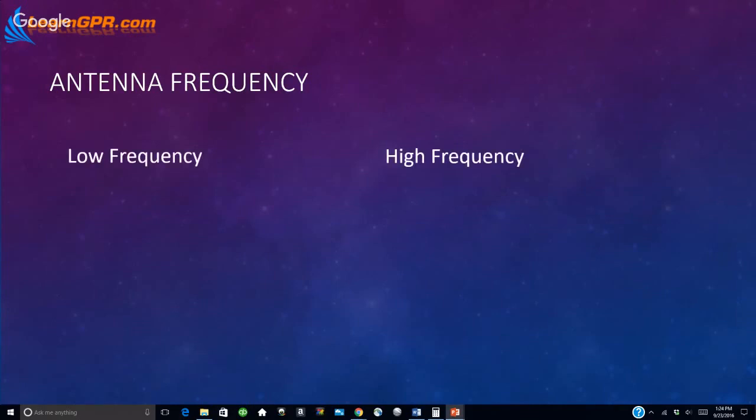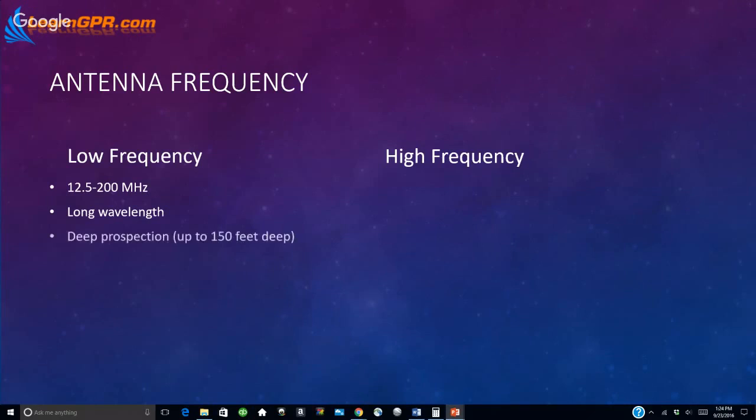So here's a recap of antenna frequencies. The low frequencies, between about 12.5 to 200 megahertz, would be considered low. They have long wavelengths, and they can prospect deep, in some cases up to 150 feet deep. And so these tend to be used for geological and geophysical applications.